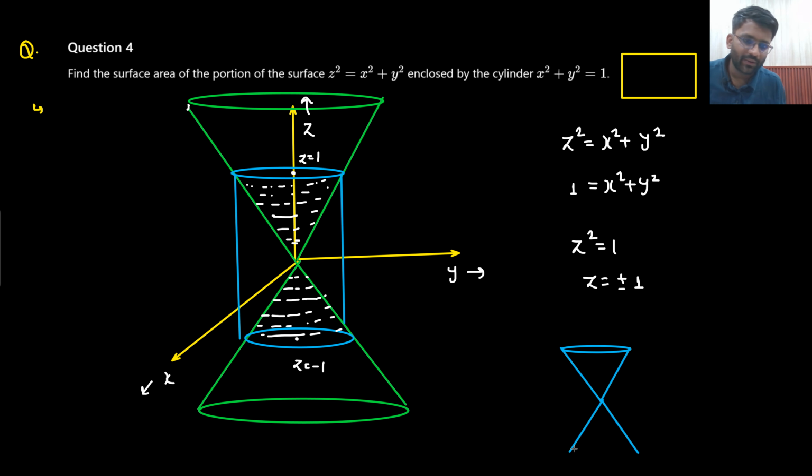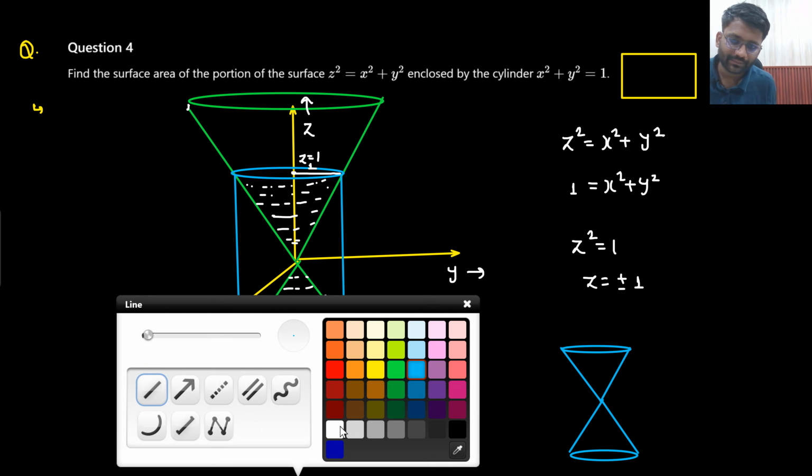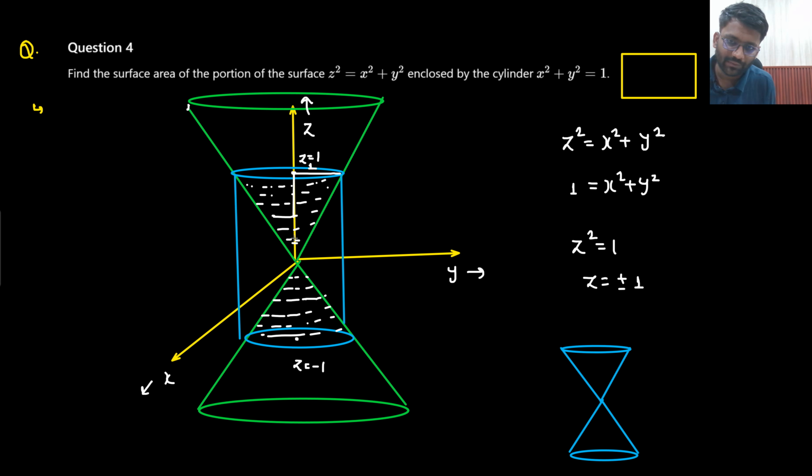So do you already know the surface area of a cone? Do you remember the formula? I also don't remember the formula actually. As far as I remember, it used to be pi RL, where L is the slanted height, right? So what is the radius? The radius is 1, and the height is also 1.